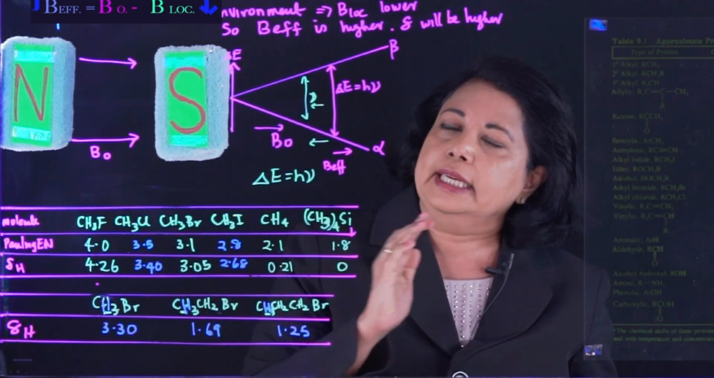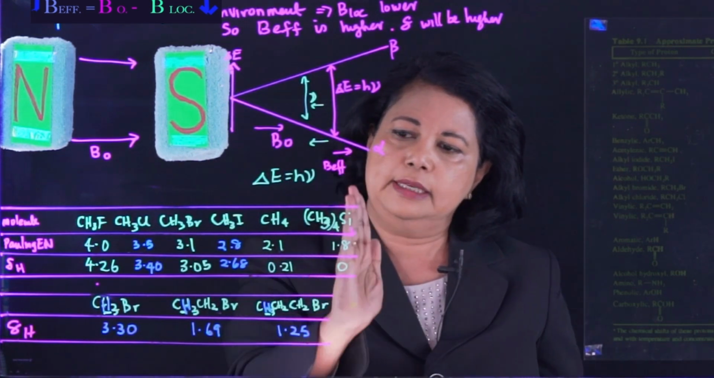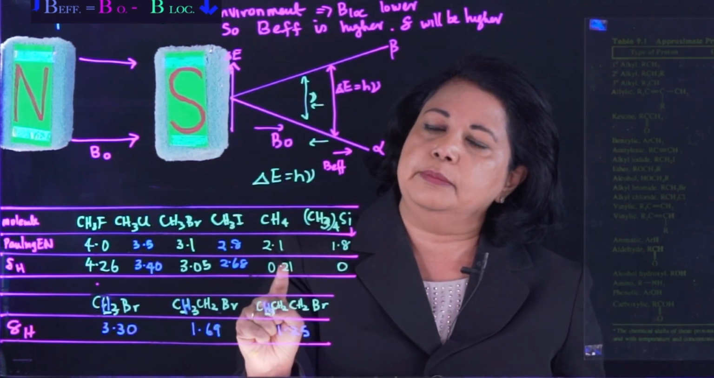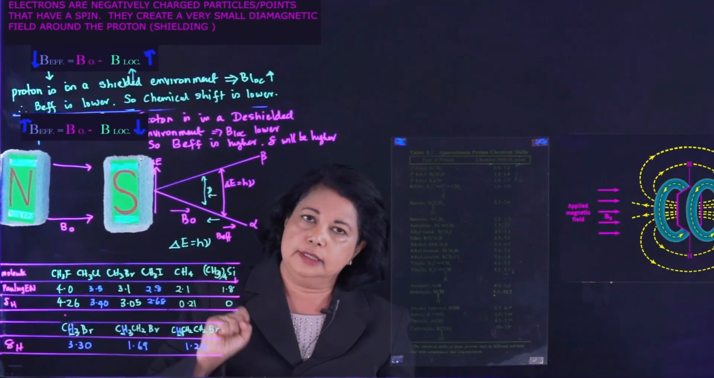Your delta is the chemical shift from TMS. TMS is 0. This is shifting from TMS. So the frequency shift from TMS is lower when you have shielded protons.